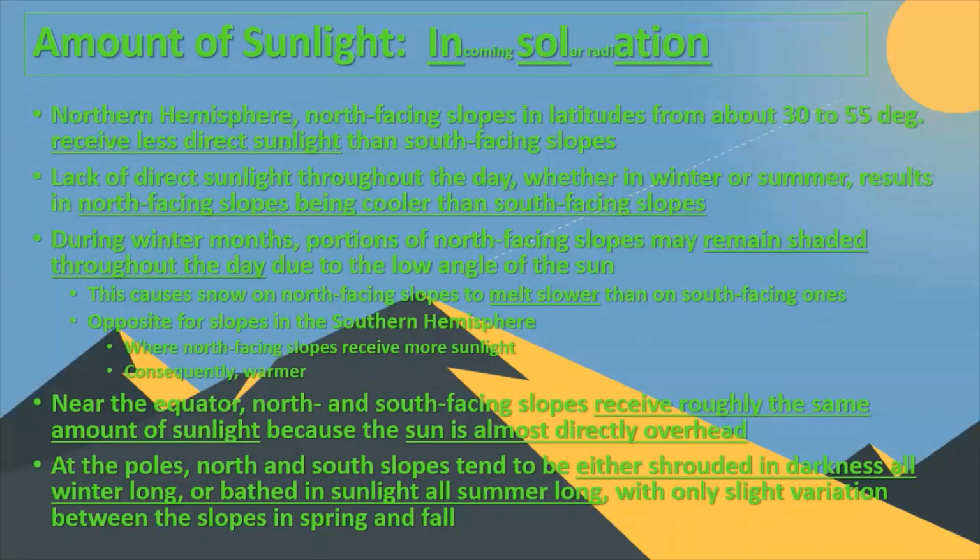Near the equator, north and south-facing slopes receive about the same amount of light because the sun is not at an angle. It's the equator, the sun's usually most of the time directly overhead. At the poles, kind of the opposite condition. North and south-facing slopes tend to be either shrouded in darkness all winter long, or in sunlight all summer long, with only slight variations between slopes in the spring and fall. Again, because of the incident angle of the sun.